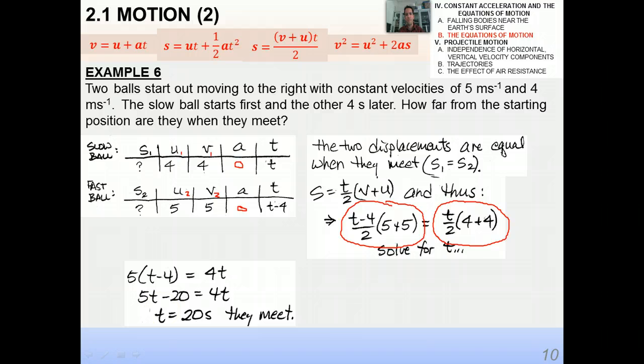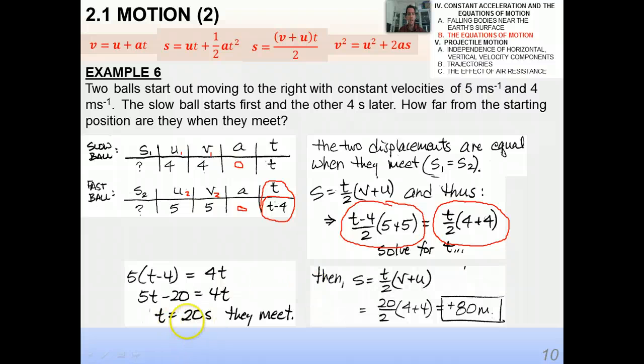One thing I didn't mention: notice how I have this time right here as t minus 4. You might want to pause the video and think about why I put t minus 4 there. That's actually crucial. That's something I kind of glossed over. That t minus 4 ends up becoming t in the second application of the kinematics equation for s2, the fast ball. All right, so at 20 seconds, it becomes very simple.